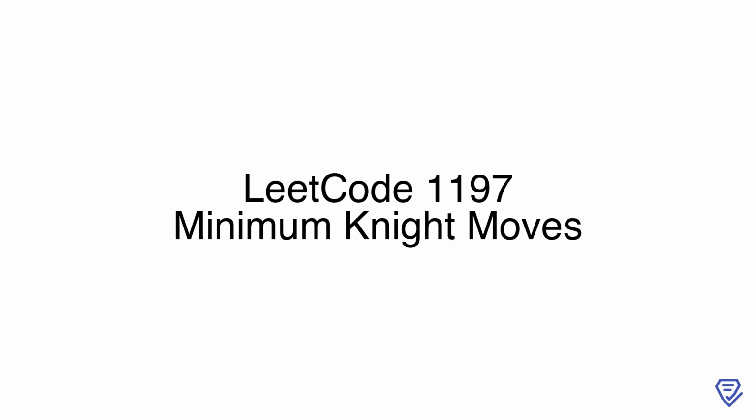Today, we will explore LeetCode problem number 1197, titled Minimum Knight Moves. This is an exciting problem that challenges us to calculate the shortest path a knight can take on a chessboard to reach a specific destination. Let's dive in and uncover the best approaches.